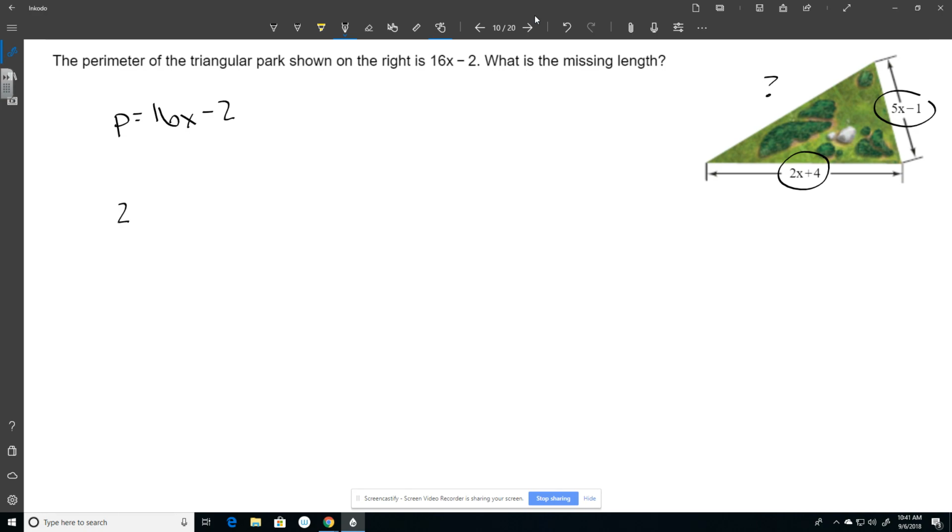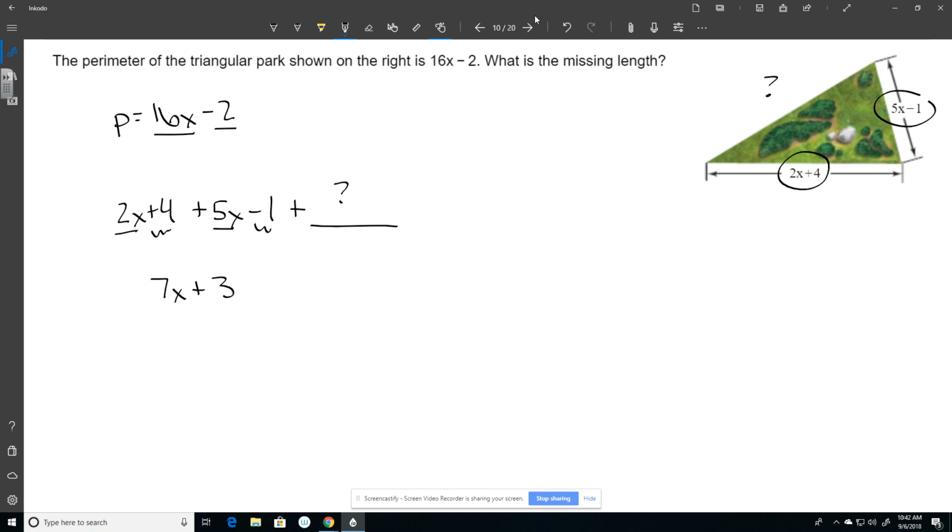So far, I know 2x plus 4. That's the bottom. And the right side, if I add it, is 5x minus 1. And then I have to add something else in order to equal 16x minus 2. So this is what we're looking for. Let's start by adding together what we can. 2x and 5x is 7x's. 4 minus 1 is a positive 3.